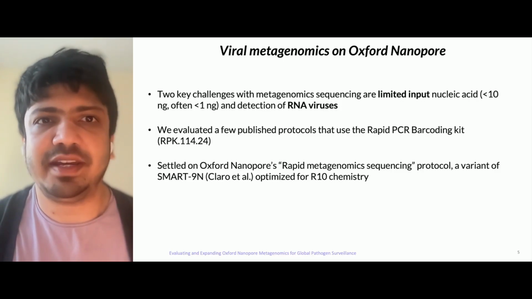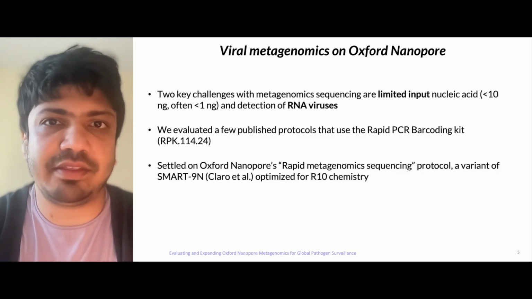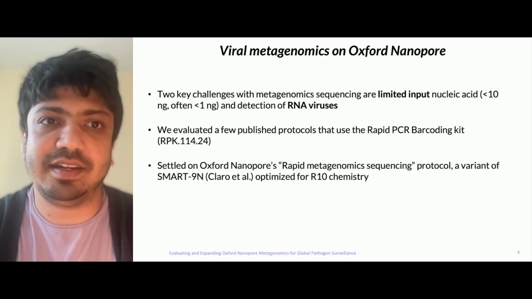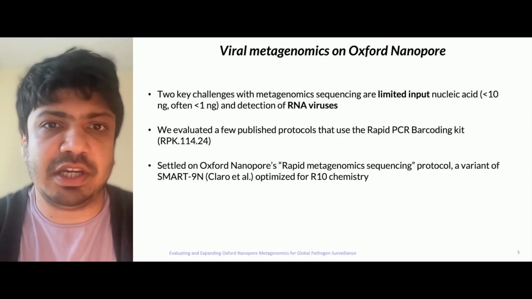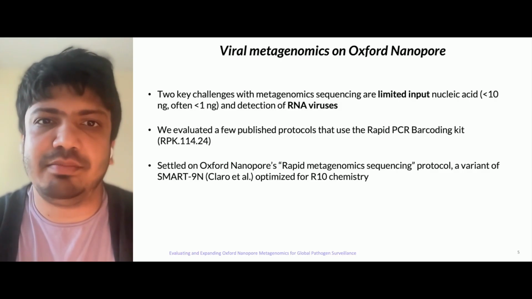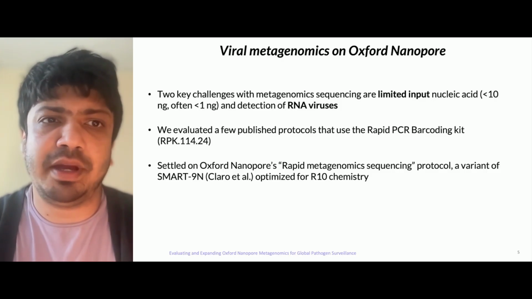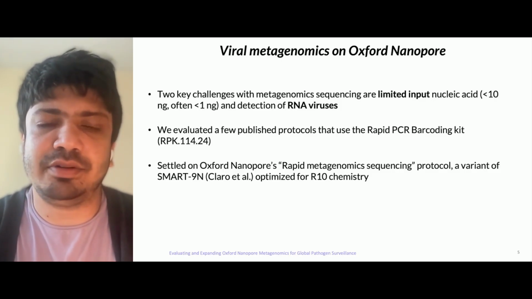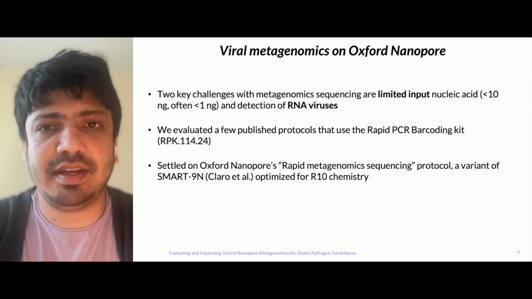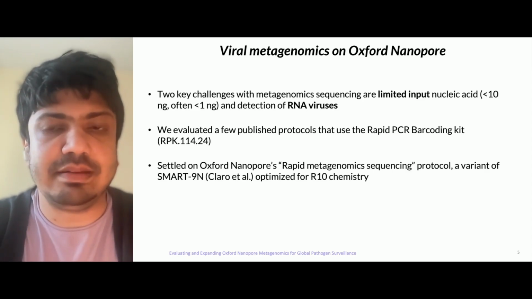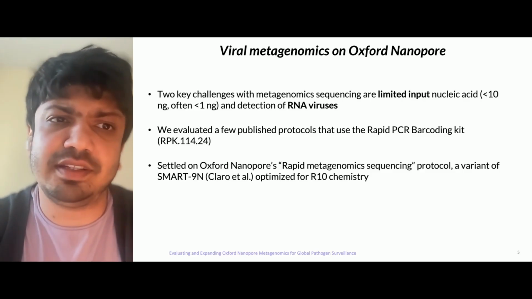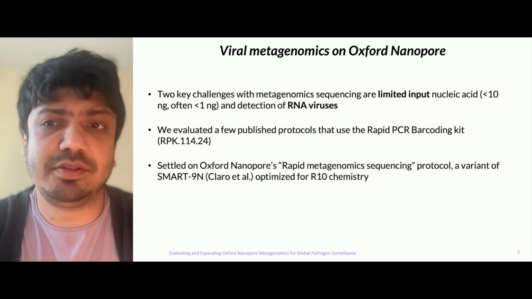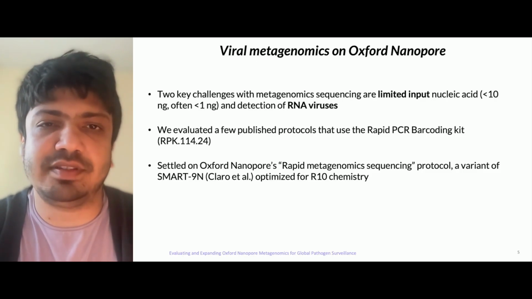And of particular interest when we talk about metagenomics for pathogen surveillance is detecting viruses, and in particular RNA viruses, because many emergent outbreaks tend to be caused by RNA viruses. But some of the challenges include, especially when we're working with human samples, the fact that the amount of input is really limited. In the case of human samples, this might be less than 10 nanograms of nucleic acid, and often it's even less than 1 nanogram. So those are fairly low input amounts to use.